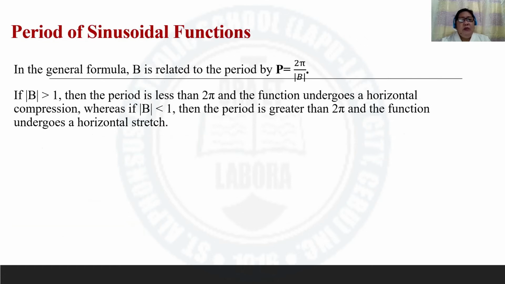In the general formula, b is related to the period by p is equal to 2 pi over the absolute value of b. If the absolute value of b is greater than 1, then the period is less than 2 pi, and the function undergoes a horizontal compression. Whereas, if the absolute value of b is less than 1, then the period is greater than 2 pi, and the function undergoes a horizontal stretch.